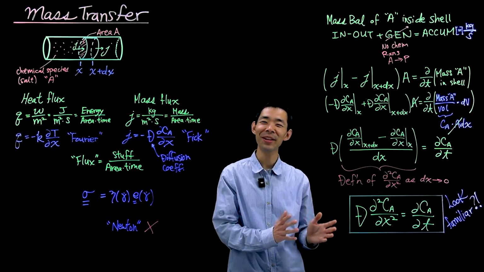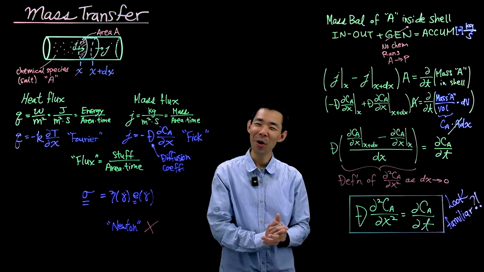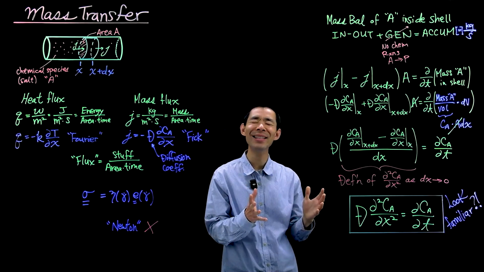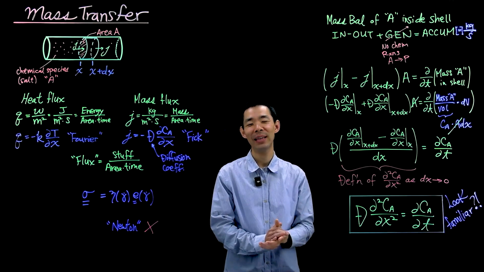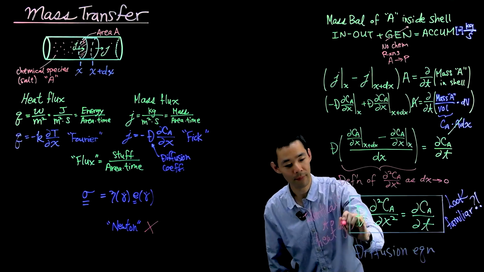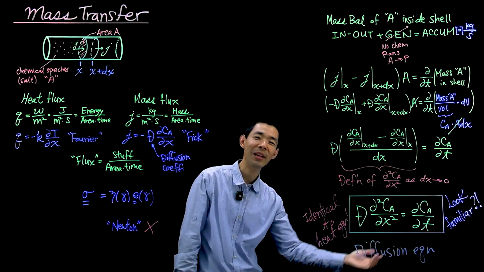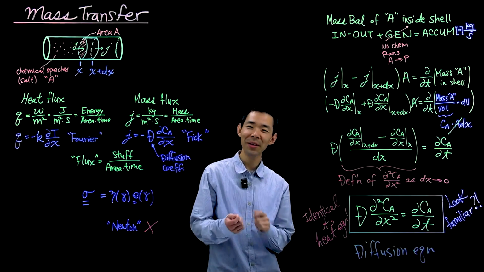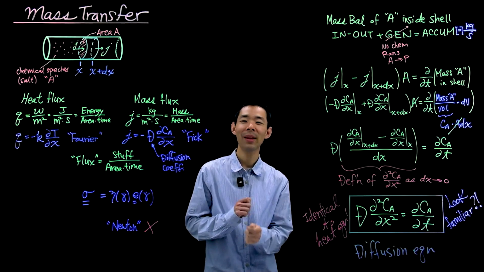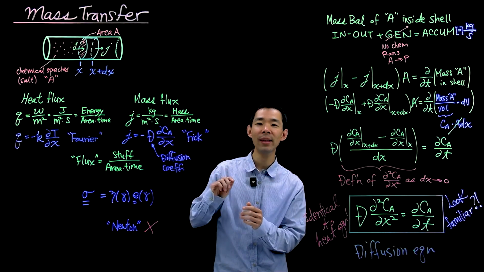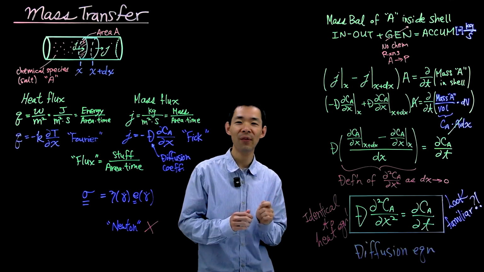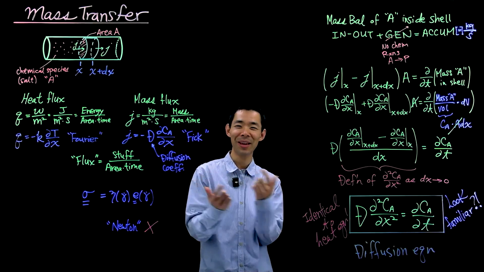Does this look familiar to you? I hope it does, because it is identical to the heat equation. It is identical to the heat equation. It's oftentimes called the diffusion equation. So a lot of times people use them interchangeably. They'll say, oh, I just solved the heat equation, or, I just solved the diffusion equation. And they'll oftentimes use it interchangeably.